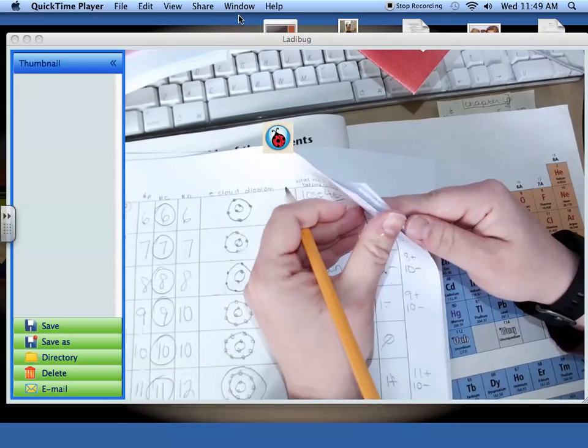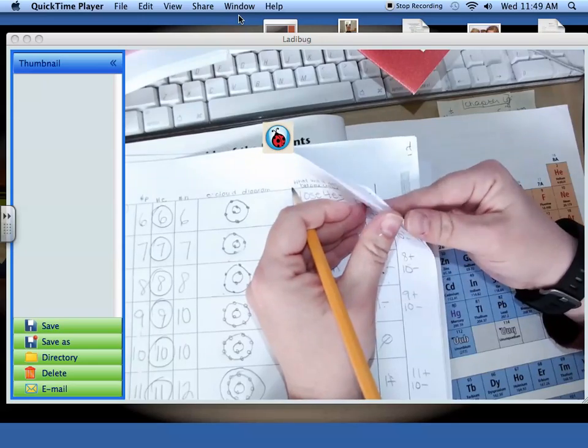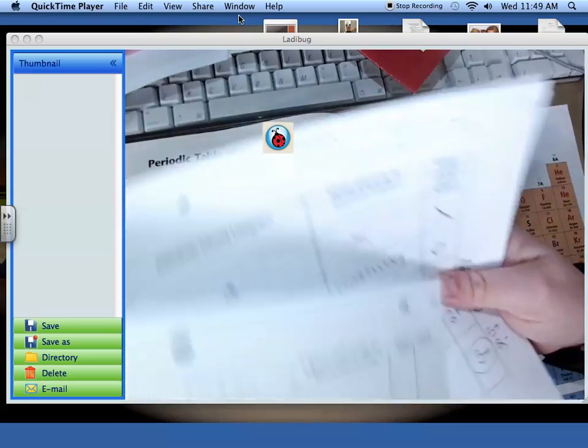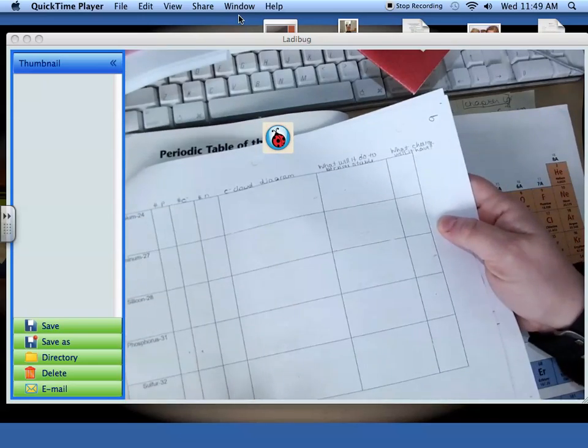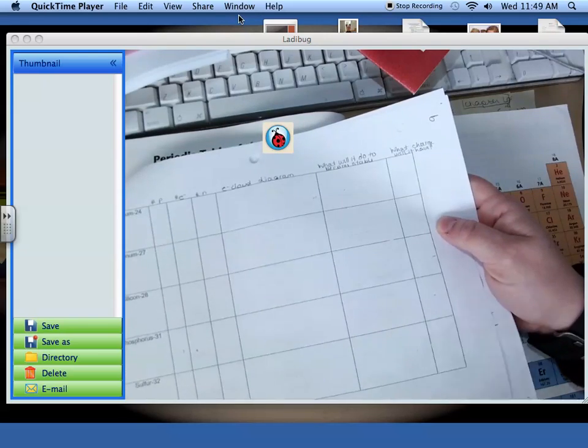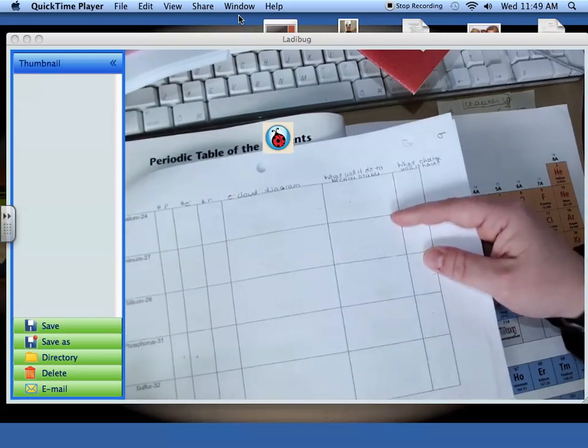What I would recommend is that you take a minute and pause the video and see if you can't fill in these columns. And then unpause the video and I'll have the answers.